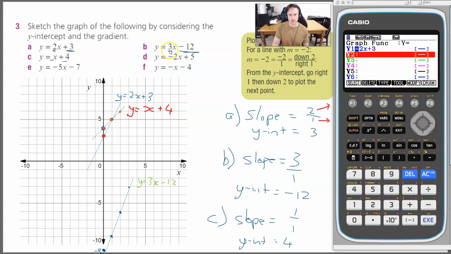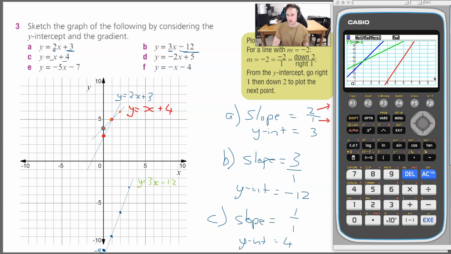The second one is 3x take 12. The third one is x plus 4. And we can graph all of these, okay? So we just press draw, and we've got all of them there. Now, you can't really see them all properly. So what I'm going to do is I'm going to go Shift, and there's a View Window button, VWin. So I'll click VWin, okay?